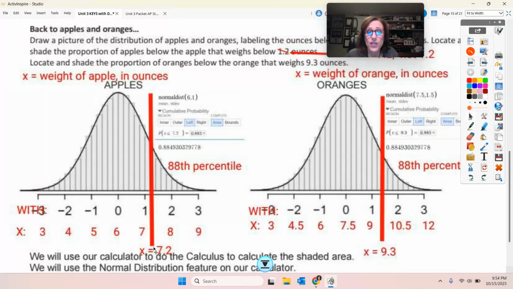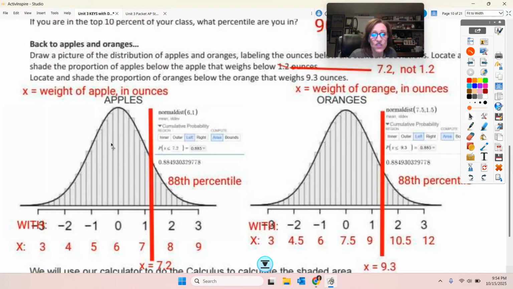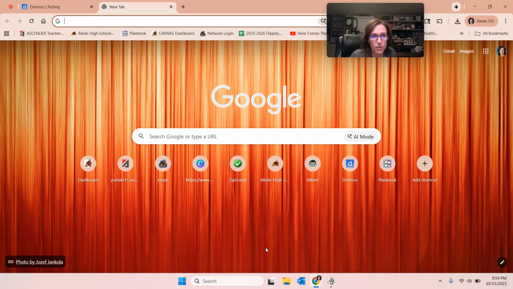So remember yesterday, all of our values came down just on a whole standard deviation above or below the mean. Well, this isn't a whole number of standard deviations. It's 1.2 standard deviations above the mean. Okay, so not a whole number. Same thing with this one. So let's talk about how we're going to use Desmos to help us find that area. So here we go. Let's go to Desmos.